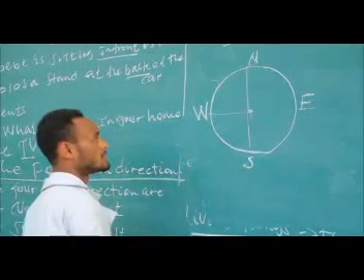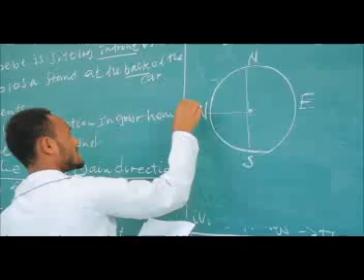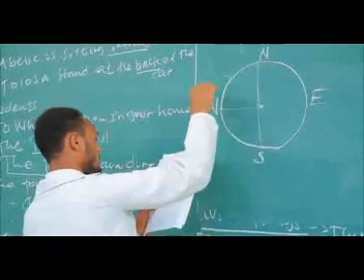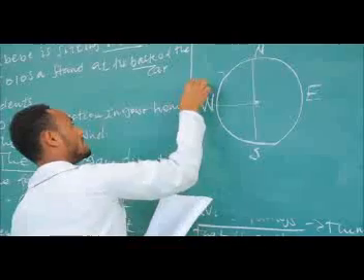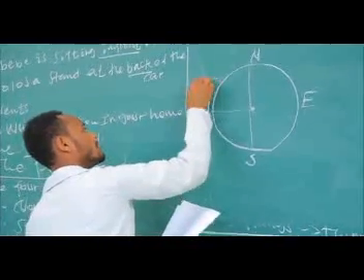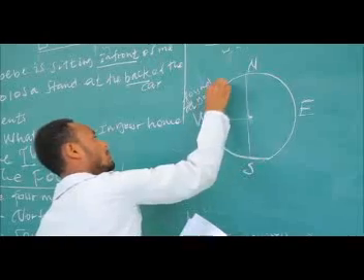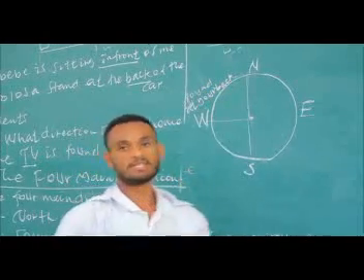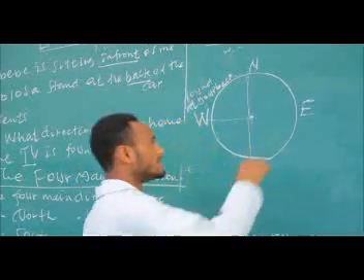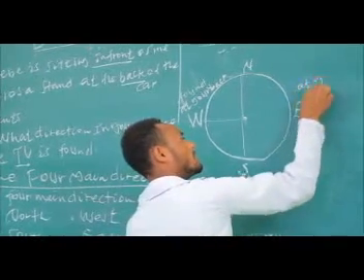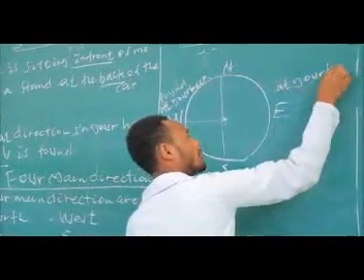This is called south. So west is found at your back. The west is found at your back, and the east is found at your front.